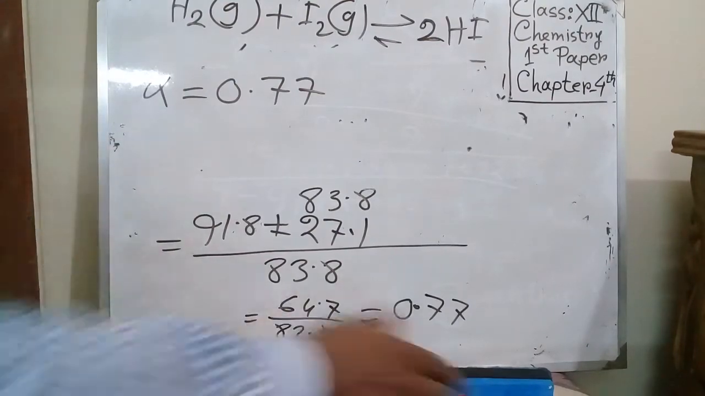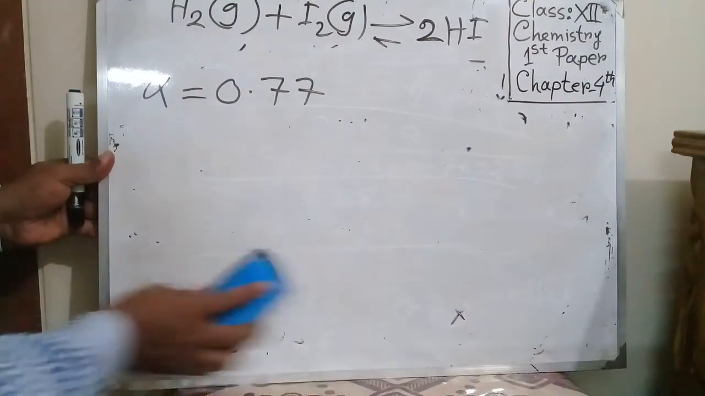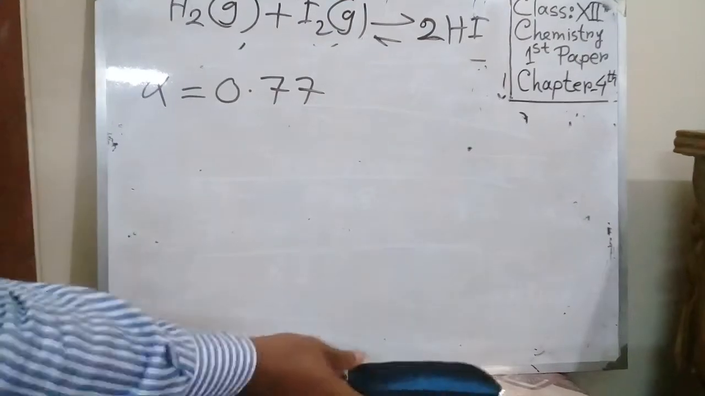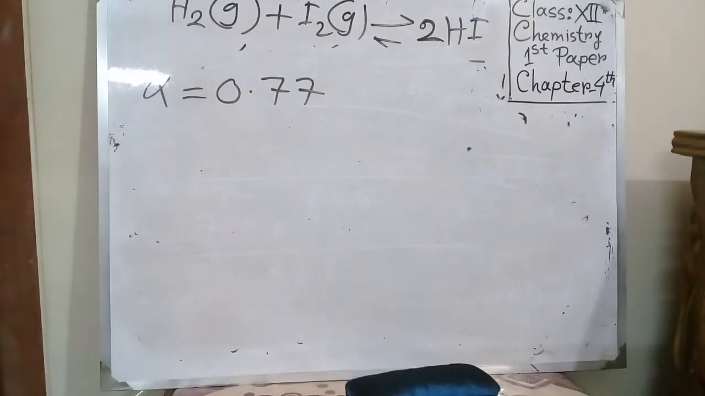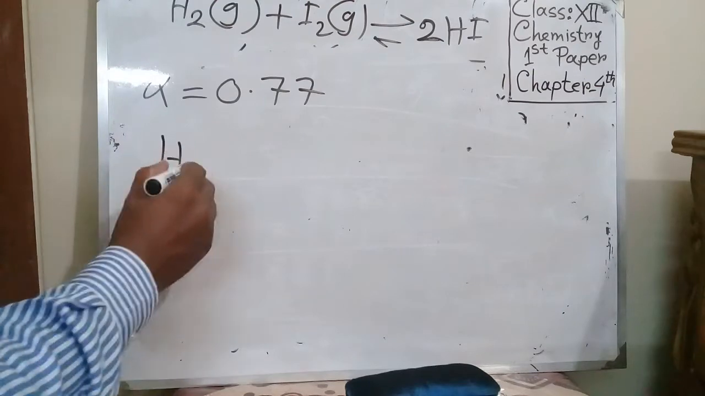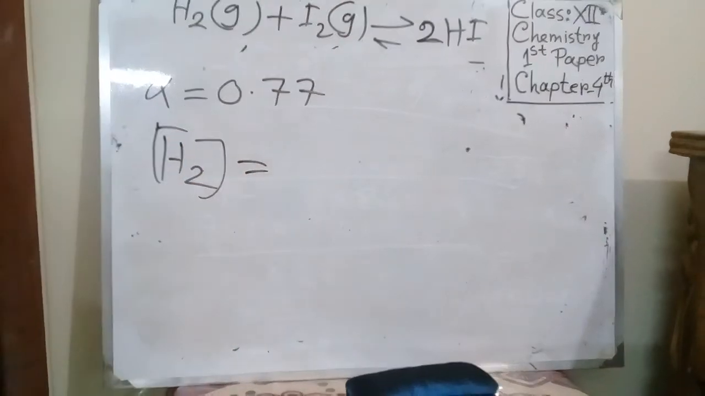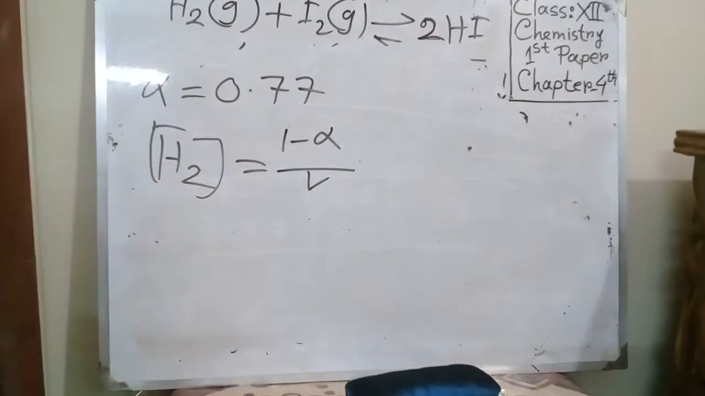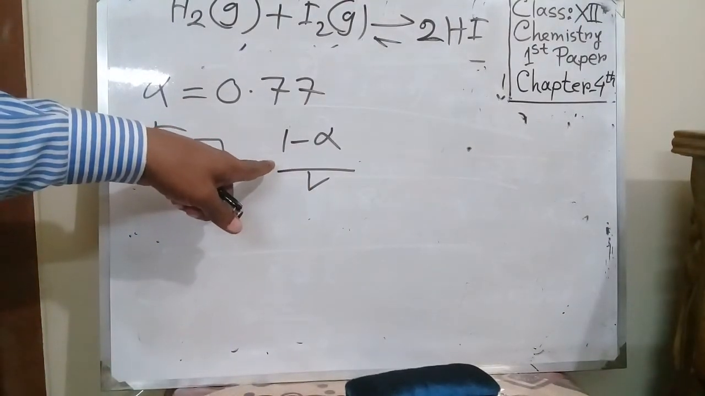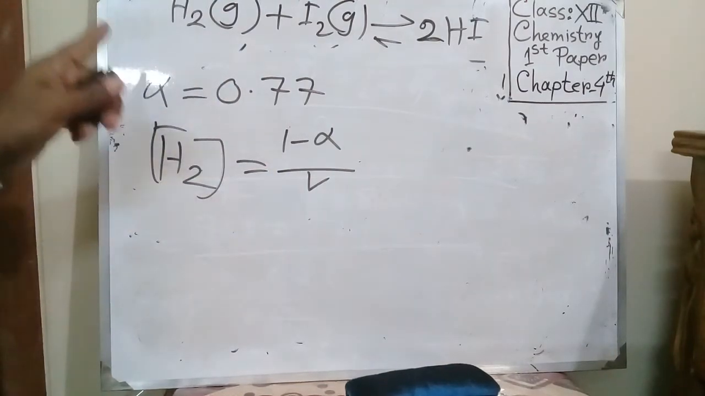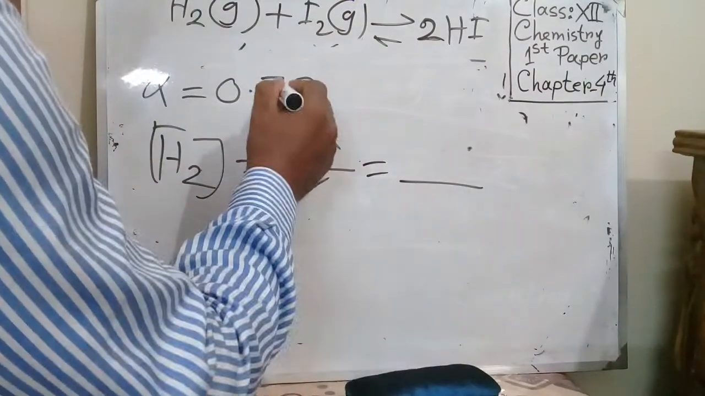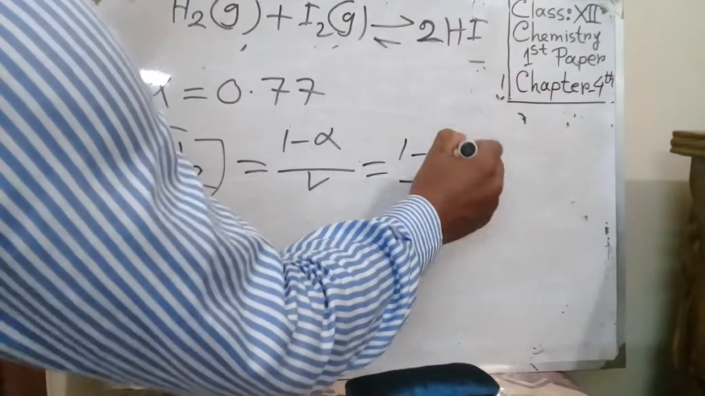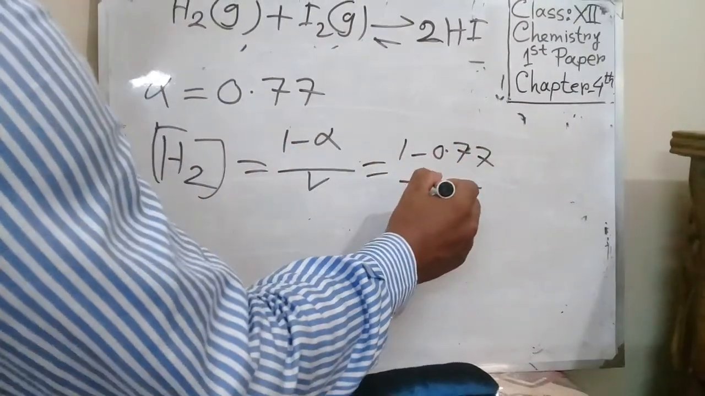So what is our purpose? What will we find out? We will find out the molar concentration of hydrogen, iodine and hydrogen iodide. So we know the molar concentration of hydrogen at equilibrium was 1 minus alpha divided by B. This is the final concentration at equilibrium. So we have got the value of alpha, so 1 minus 0.77 divided by B. B was given, it was 1 liter.